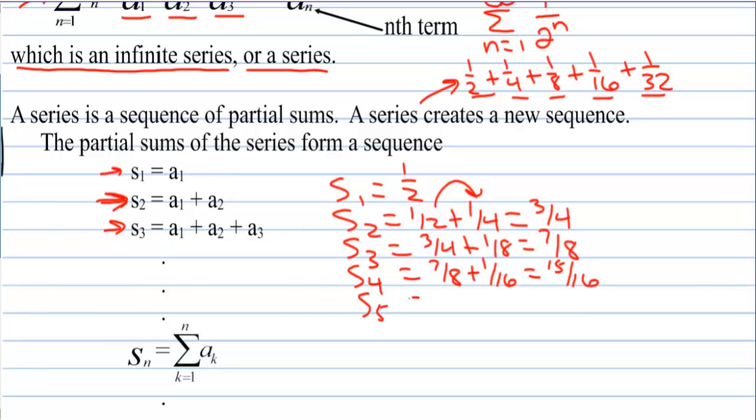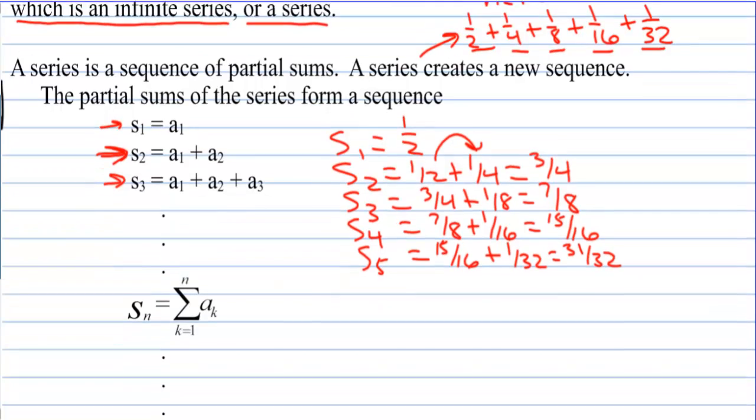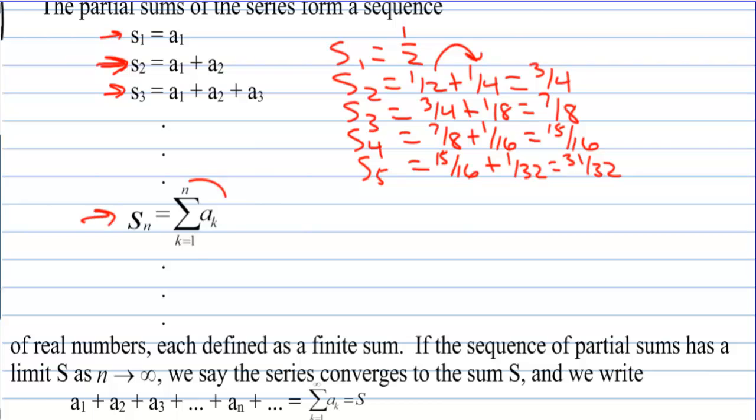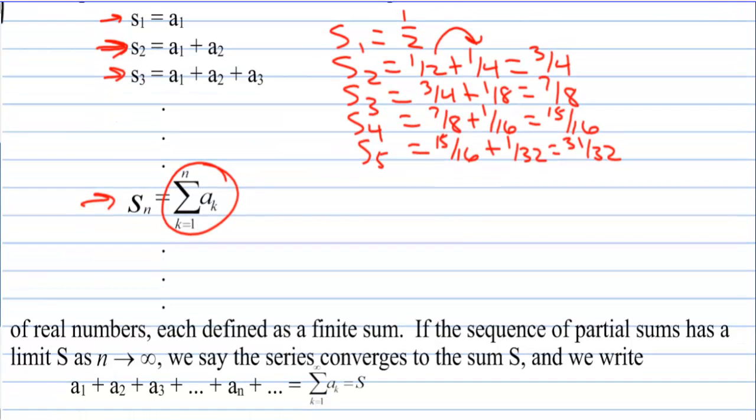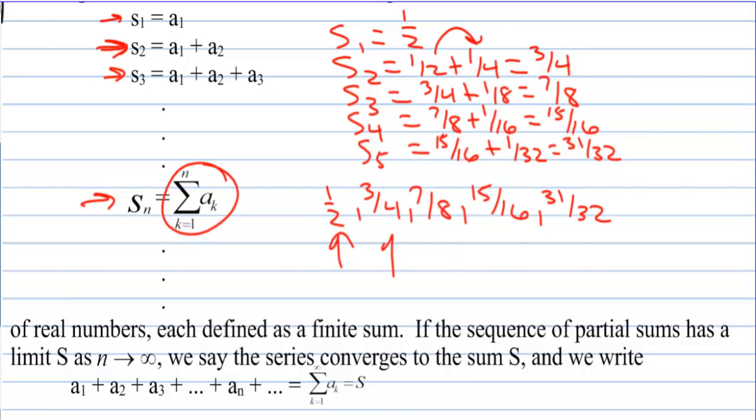And then the fifth partial sum is 15/16 plus 1 over 32, which is 31 over 32 when you do common denominator. Now each partial sum has some value, a real number, each defined as a finite sum. So there's a new sequence going on here. We have 1/2, 3/4, 7/8, 15/16, 31 over 32. Now those are all finite sums, but that's what creates the new sequence.